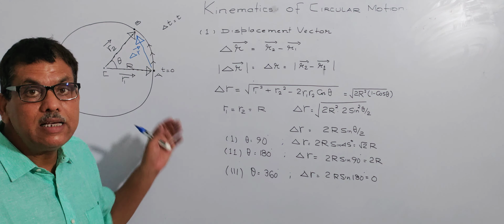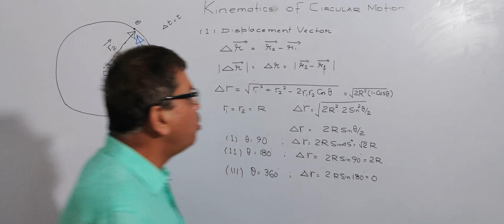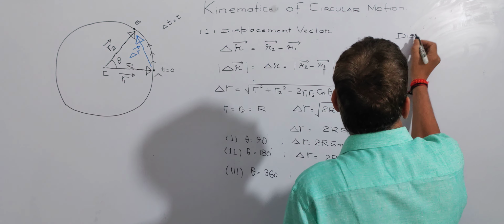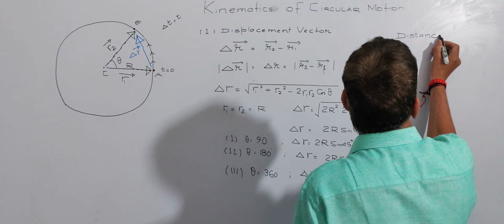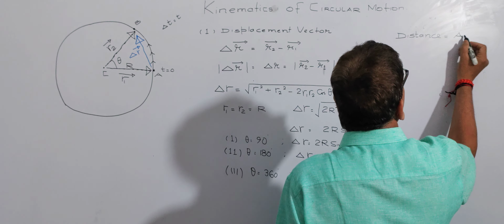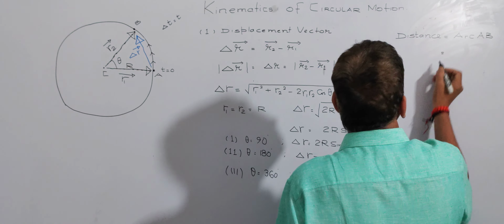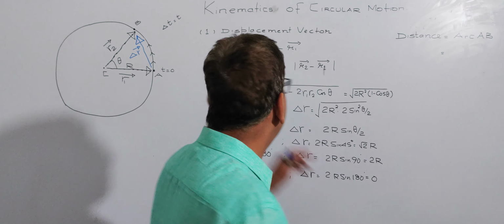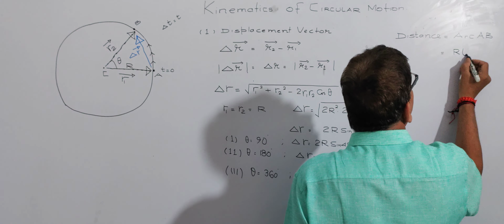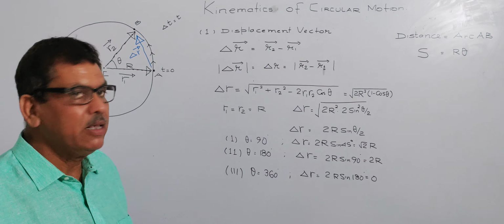Now, what is distance? Suppose the object moves from A to B. I can find out the distance covered by the object. The distance covered by the object is nothing but arc AB, the arc length, is it? And theta is equal to L by R, so the arc length L is nothing but R times theta. R times theta is S. Right, this is the distance covered by the object.